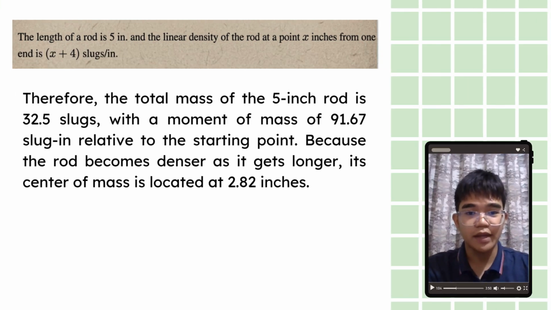Therefore, the total mass of the 5-inch rod is 32.5 slugs, with a moment of mass of 91.67 slugs times inches, relative to the starting point. Because the rod becomes denser as it gets longer, its center of mass is located at 2.82 inches.